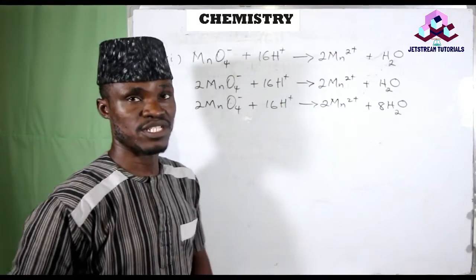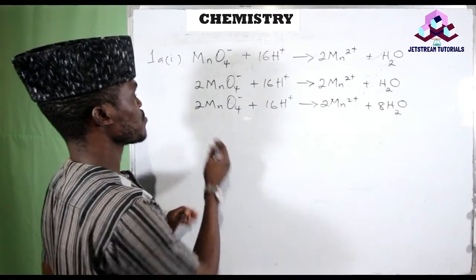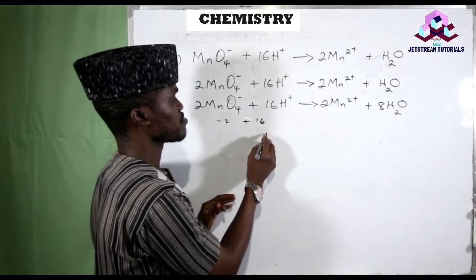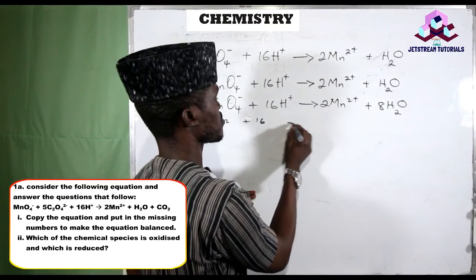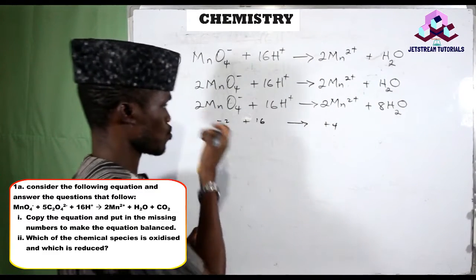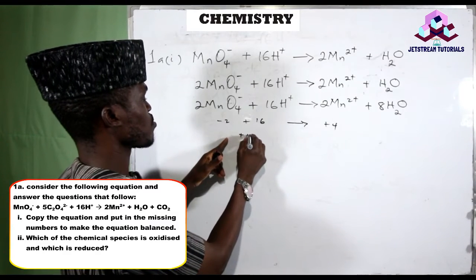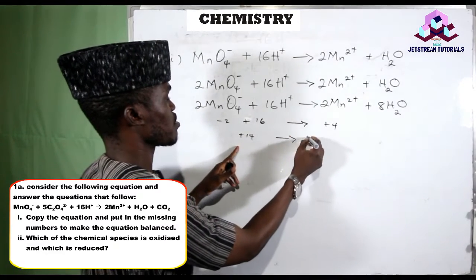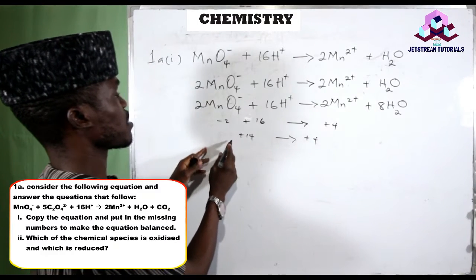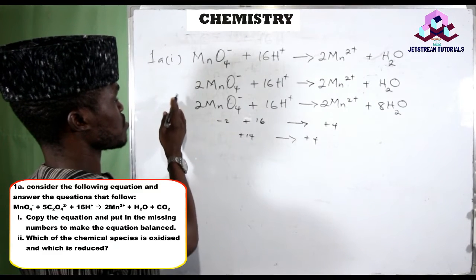Then let's take a look at our charges. Here we have a total of -2 plus 16, while here we have plus 4, so it's not balanced at all. The total here, -2 plus 16, will give us plus 14, and then we have plus 4 here. Which means there is need for us to balance by adding electrons. So to do that, we need to add 10 electrons to this side.